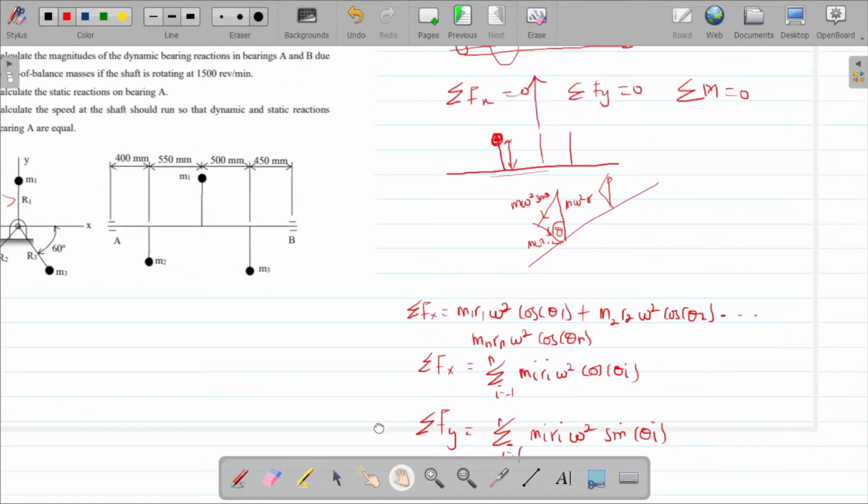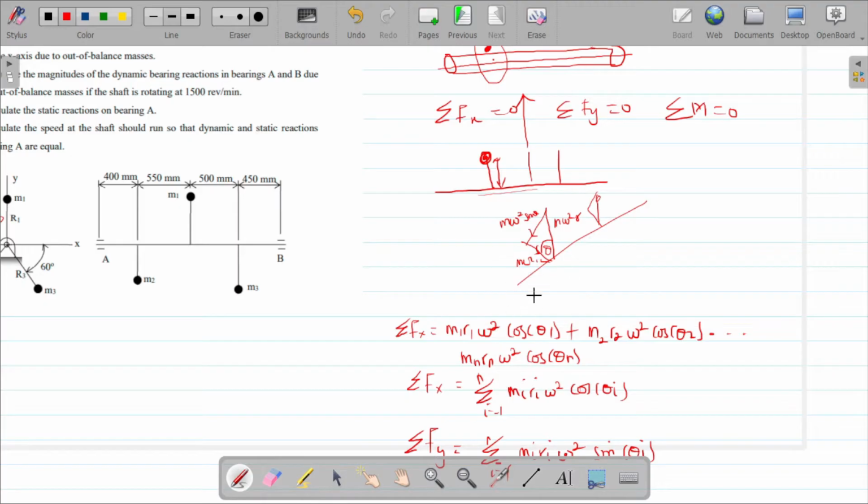Now, when I'm done, I have to take moment at any point. Suppose I'm taking moment here, then the distance from here to here is L for mass 1, and L for mass 2 will be 0. Now let's take the moment here. Then I'm going to have from here up to here, right? So you start from the point you're taking the moment about to the mass. So you start from here up to here, and then from here up to here. So this one will be L2, this one will be L1.